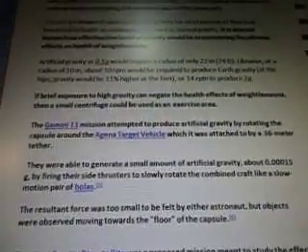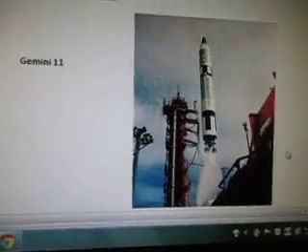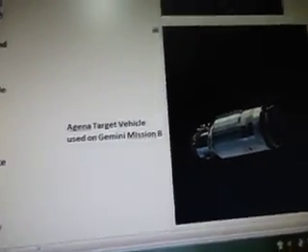So the next thing that comes up is the Gemini 11 mission. It attempted to produce artificial gravity by rotating the capsule around the Agena target vehicle, which is attached to it by a 35-meter tether. Of course, I had to see what it was. So this is the Gemini 11. That's what it looks like. And this is the Agena target vehicle used in Gemini mission 8. Okay, go back up here.